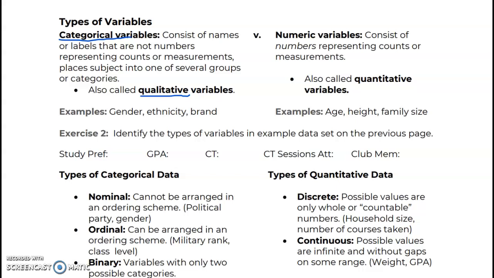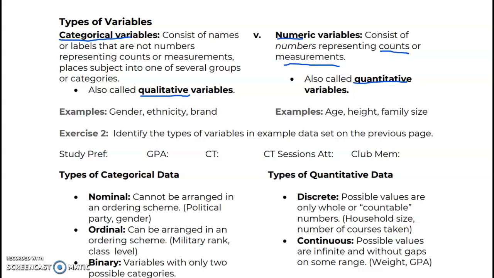On the other hand, we have numeric variables. These are also called quantitative variables. Examples of that are age, height, family size, number of students in a class, all kinds of other variables. And the important thing for the numeric variables, again, is that we have either counts or we have measurements.